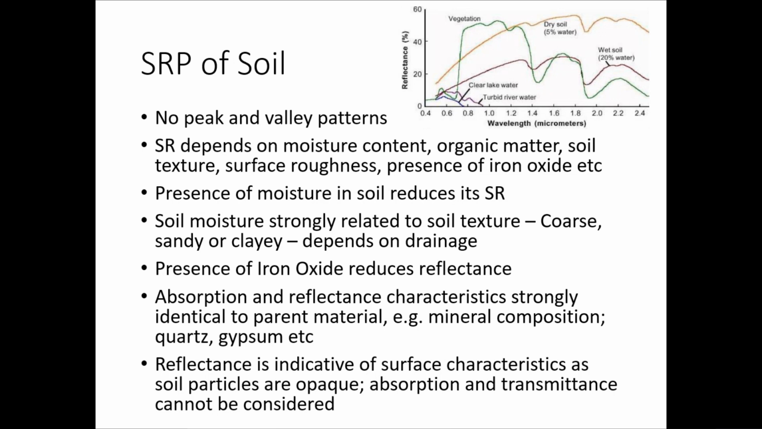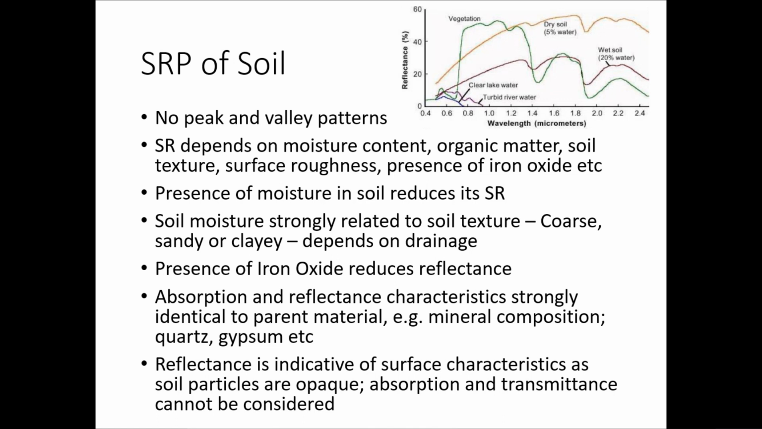So if it is absolutely dry, then there will not be much variation in the peak and valley pattern, might not be much prominent. So the spectral reflectance pattern of soil basically depends upon the moisture content, organic matter content, soil texture, surface roughness, presence of iron oxide, etc. Why is this surface roughness important? Diffuse and specular, right? If it is like a mirror, it's an ideal condition of specular, and if it is reflecting in all directions, it is an example of an ideal diffuse reflector, right? So depending upon the surface roughness, this reflection can vary.